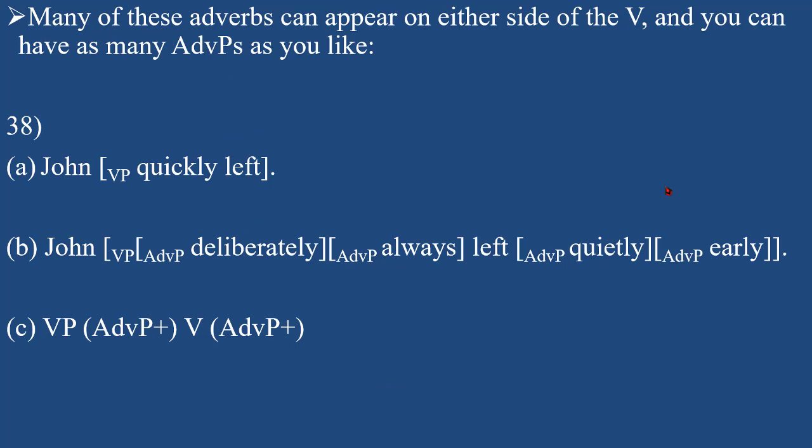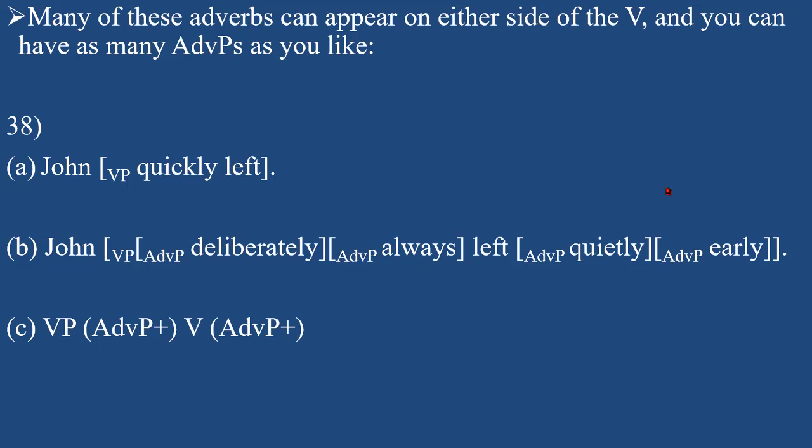Many of these adverbs can appear on either side of the V, and you can have as many adverbs as you like. John quickly left. All right. John deliberately always left quietly early. This is a grammatical sentence. You see how many adverbs? We have a lot of adverbs. Two before left, two before the verb, two after the verb. So, a VP, again, to revise our rule as we did with the other phrase structures that we have talked about, other phrases.